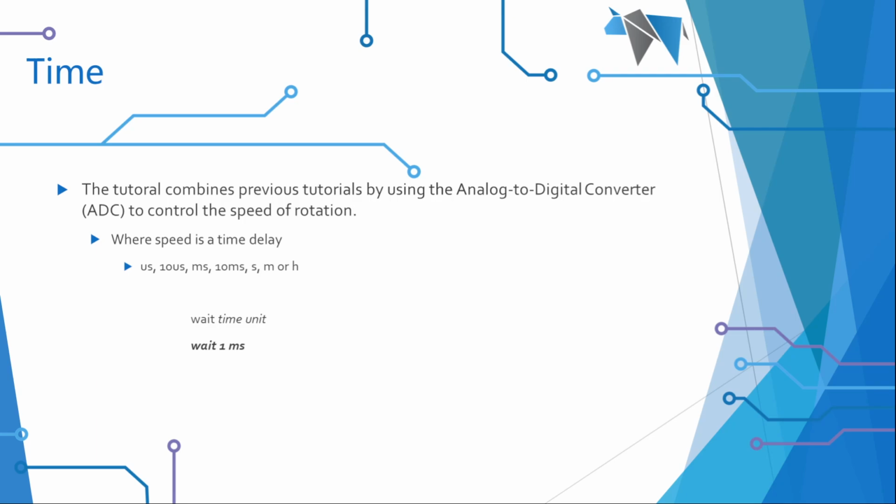So let's have a quick look at time. We touched on this before, let's peel this back a bit more. We're going to use it in a slightly different way because we're going to pass it a variable. A delay can be microseconds, 10 microseconds, milliseconds, 10 milliseconds, seconds, minutes, or hours. You use the command wait, then what the delay is, and then the unit of delay. But rather than saying wait 1 millisecond, we're going to put a variable in there. We're going to use the return value from the ADC.